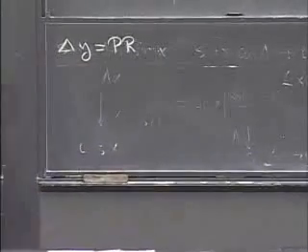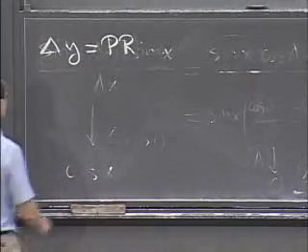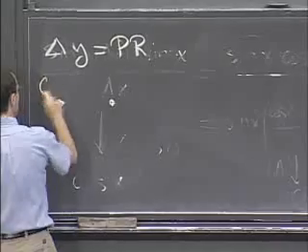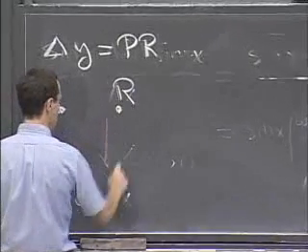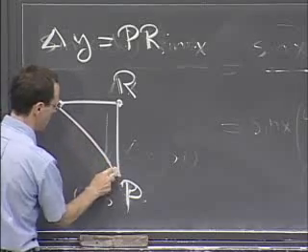All right, so delta y is PR. And now I want to draw the diagram again one time. So here's Q, here's R, and here's P. And here's my triangle. And now what I'd like to do is draw this curve here, which is the piece of the arc of the circle.